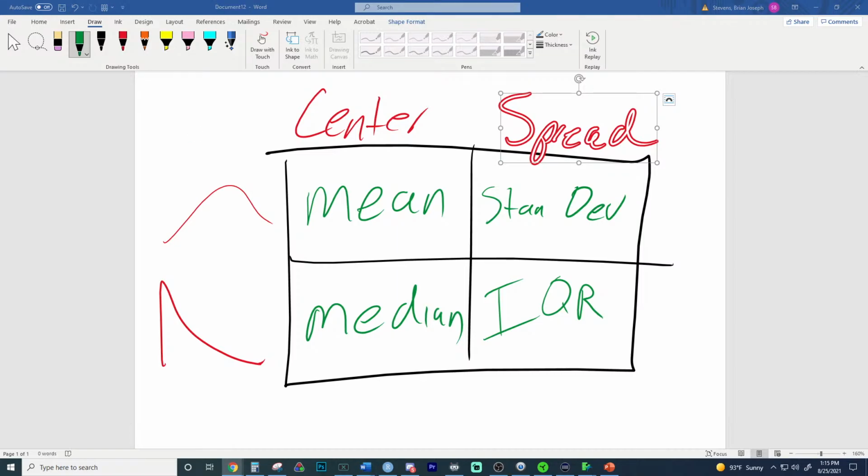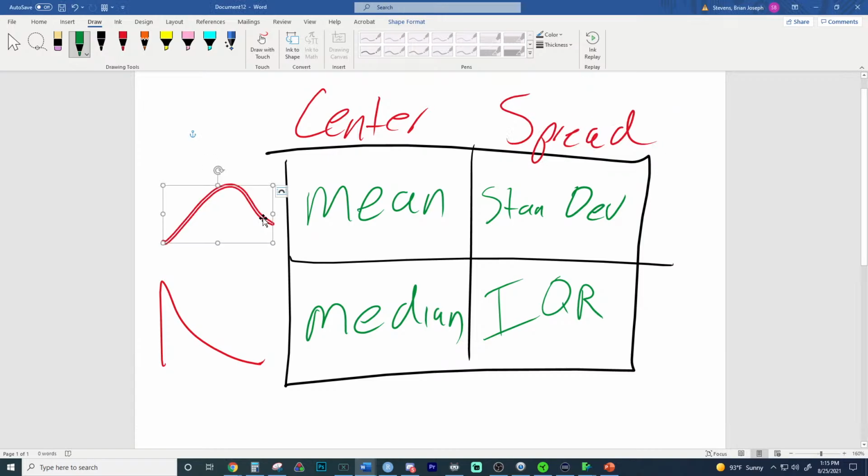Measure of spread. Kiana, great job right there. It's just a measure of spread. And then why do we have two different ones? Either the data is considered to be normal, and we'll use mean and standard deviation together, or the data is said to be skewed, and we'll use median and IQR together.